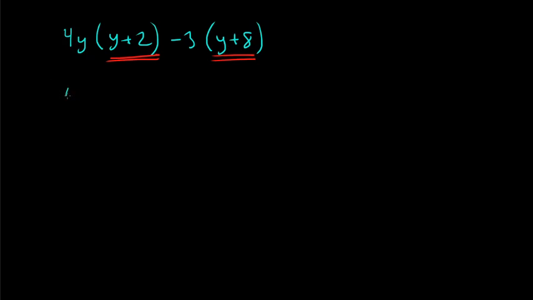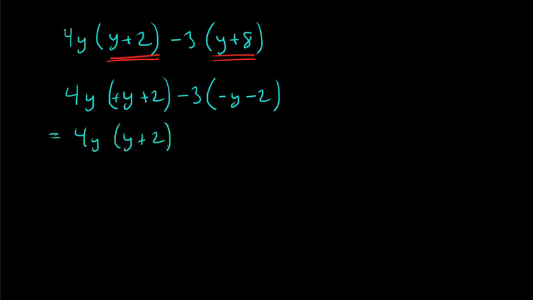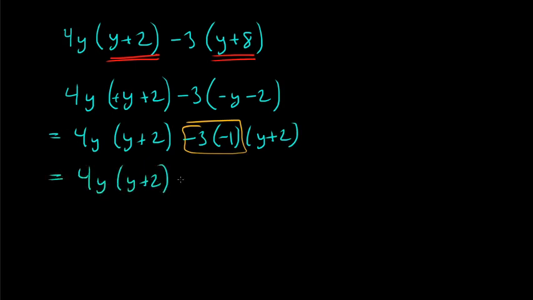On the other hand, if you had 4y times y plus 2, and then you had negative 3 times negative y minus 2, where these are both minus, now we can factor out the negative. I would leave the y plus 2 alone and make this negative 3 times negative 1 times y plus 2. So effectively that changes this to a positive 3 now, because it's a negative times a negative.